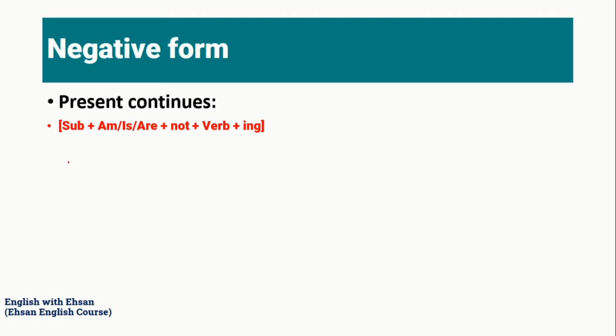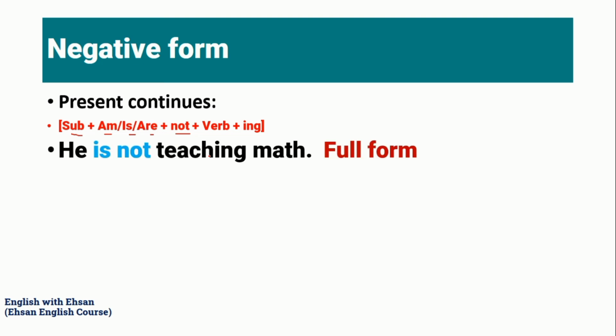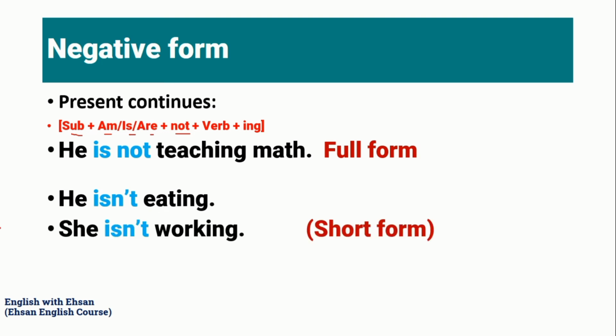Present continuous negative form. We have the subject plus "not" plus verb-ing. He is not teaching math, full form. He isn't eating, in short form. She isn't working, like this. It isn't disturbing.